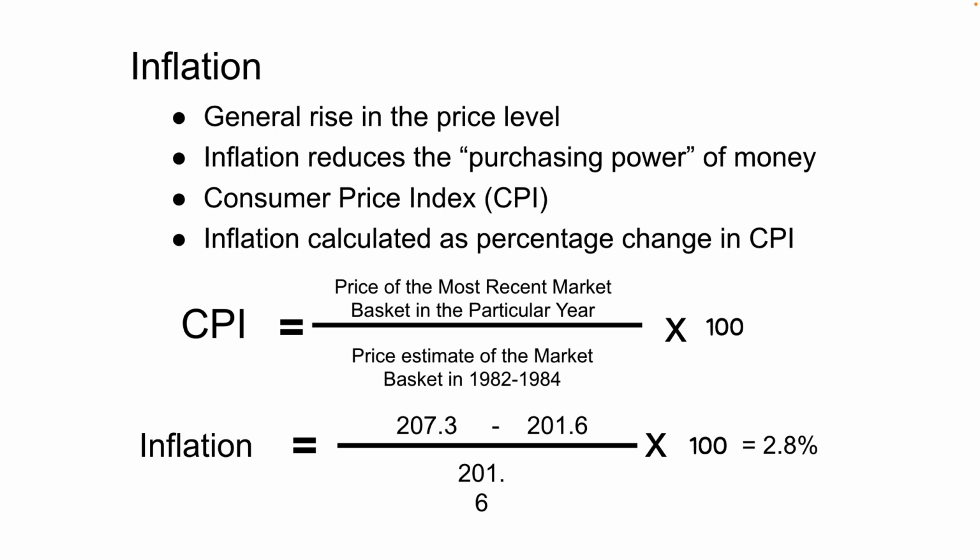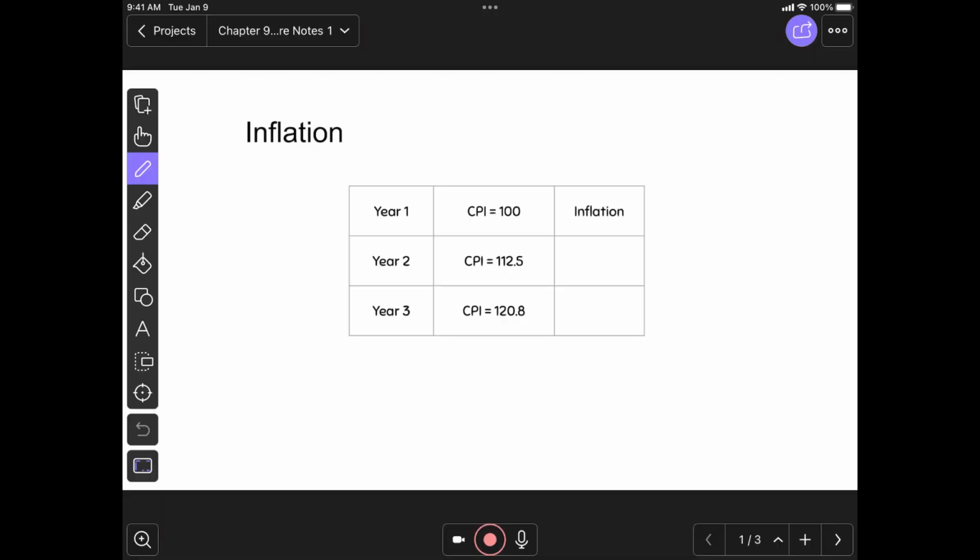So we plug that into our percentage change formula, 207.3 minus 201.6, all that divided by 201.6, and then we multiply it by 100 to put it into a percent, and that tells us that the inflation rate from 2006 to 2007 was 2.8%.